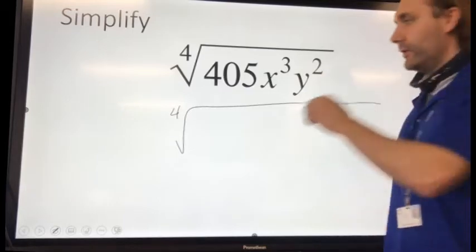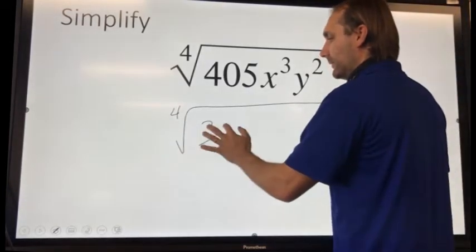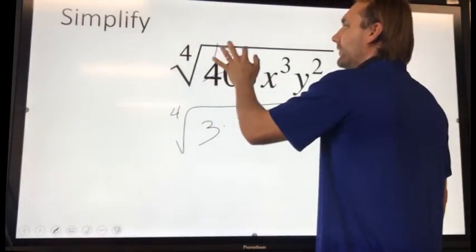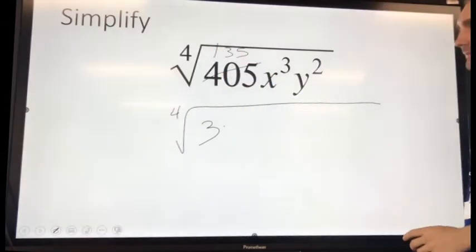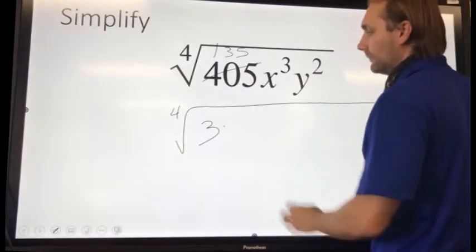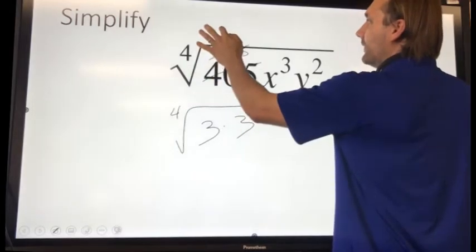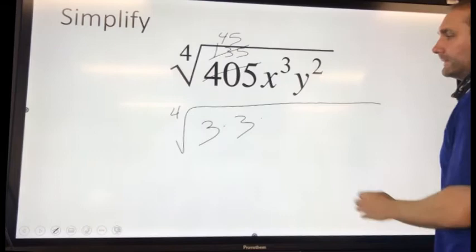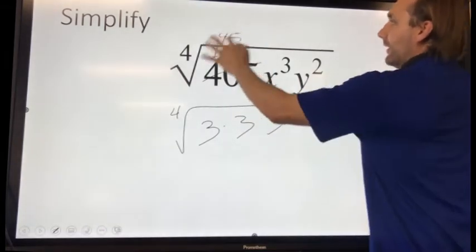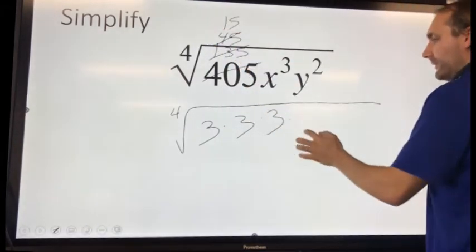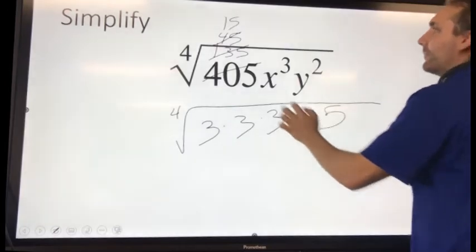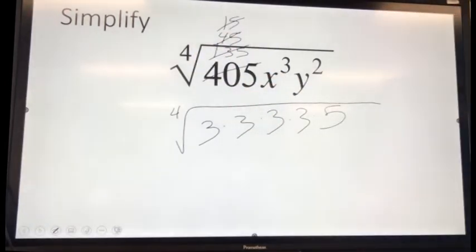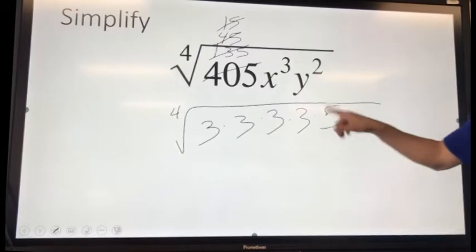Does 3 go into 405? Yes. How many times? 135. Does 3 go into 135? Yes. How many times? 45 times. Does 3 go into 45? Yes, 15 times. And does 3 go into 15? Yes, 5 times. And 5 is prime. So 405 is 3 times 3 times 3 times 3 times 5.